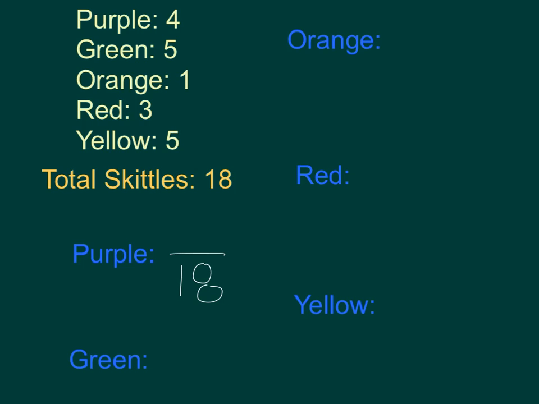For my purple Skittles, there were 4 of them in the bag. So that would be my numerator. The purple Skittles make up 4/18 of my entire bag of Skittles. We can do the same thing with the green Skittles. There were 5 green Skittles in my bag, and the total number of Skittles in my bag was 18. So that means that 5/18 of my bag is green Skittles.